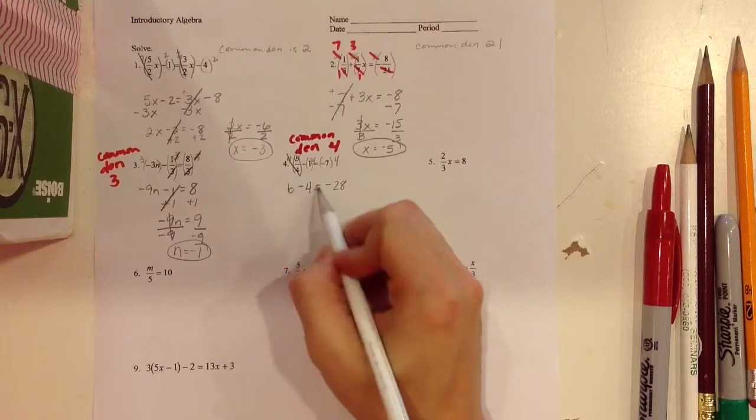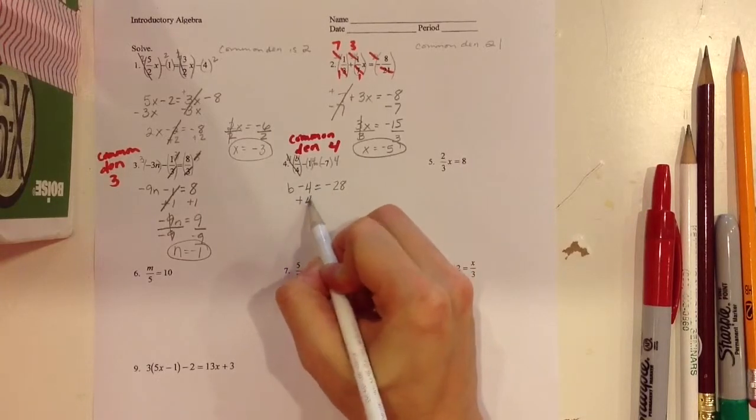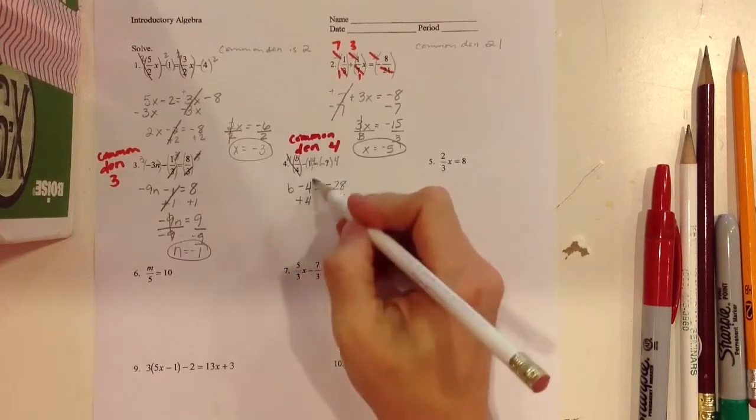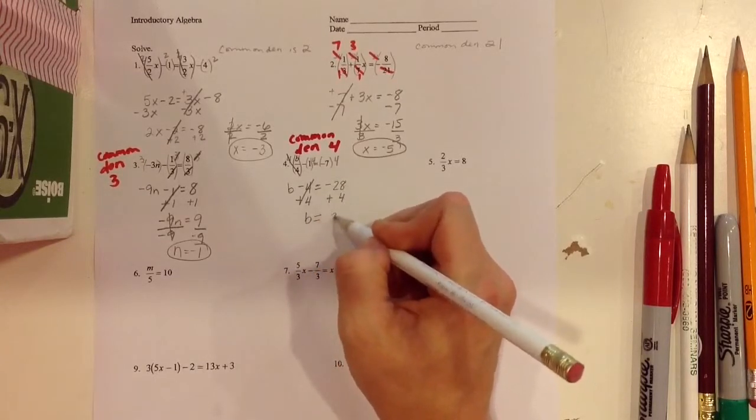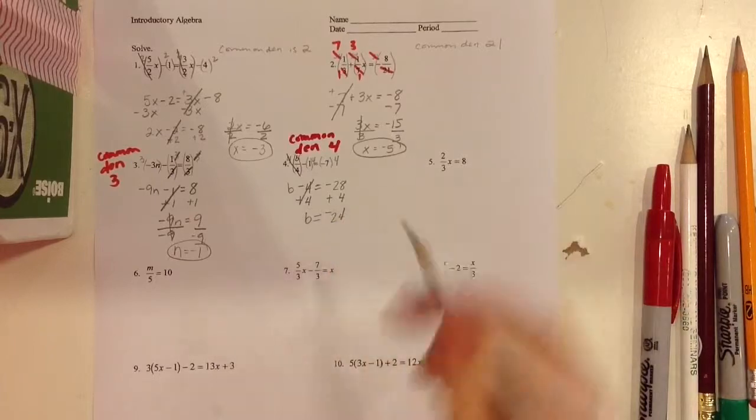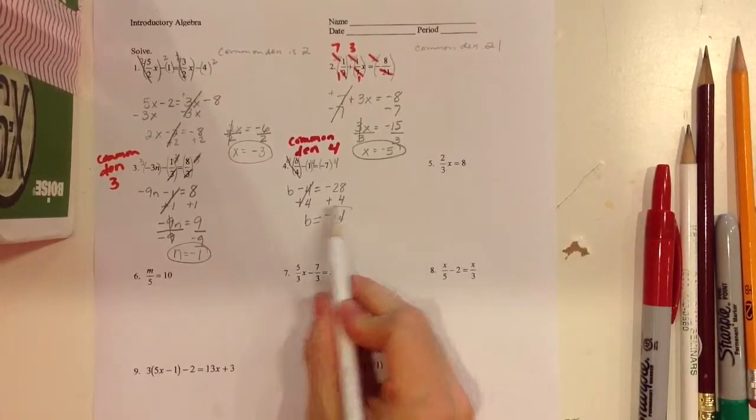So make sure you don't have fractions. Now I want to move this minus 4 over. So I want to add 4 to both sides. So I have b equals different signs. I'm going to subtract. Take the sign of the bigger number, which is negative. So my answer is negative 24.